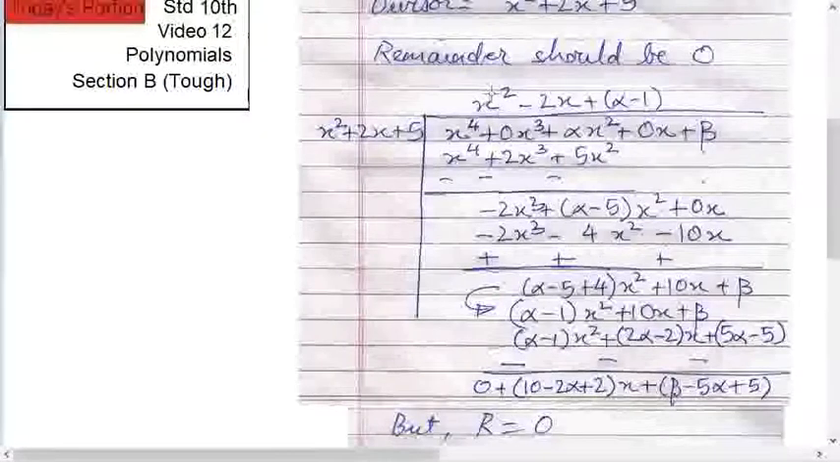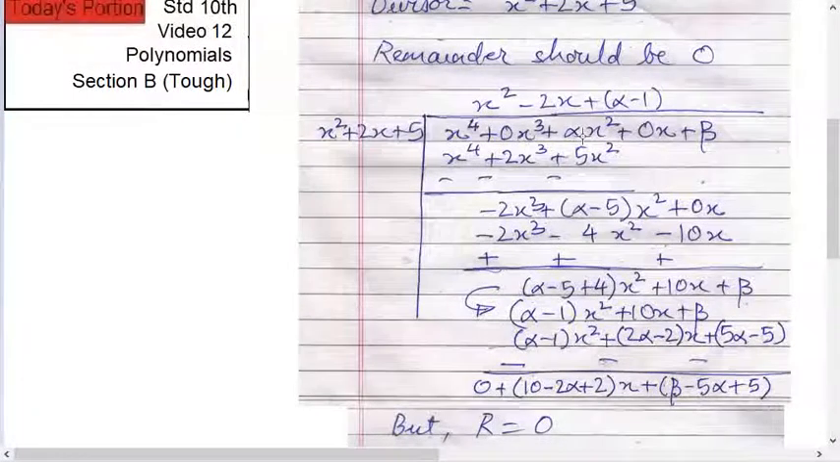So start dividing now. x raised to 4 plus 0x cube plus alpha x square plus 0x plus beta divided by x square plus 2x plus 5. First with first, so you get x square. x raised to 4 plus 2x cube plus 5x square. Minus, minus, minus over here. So it becomes minus 2x cube plus alpha minus 5 x square plus 0x. This 0x over here. We have not yet touched beta.